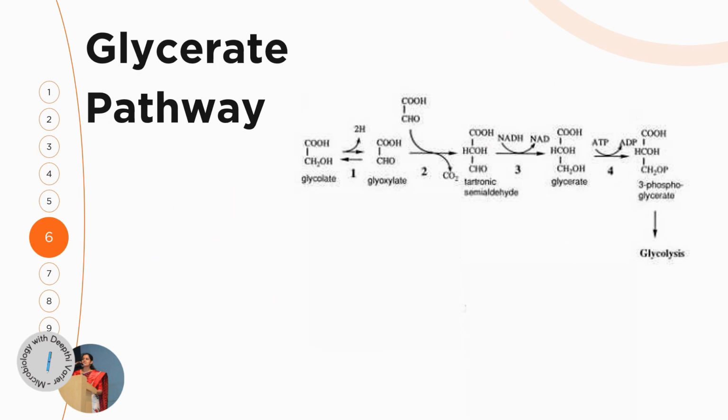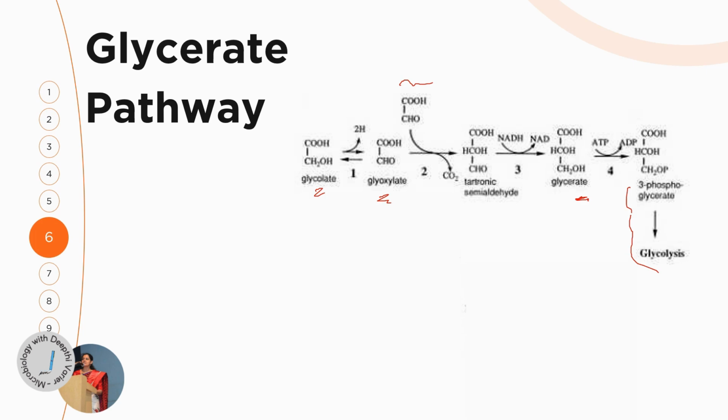The next one we have is the glycerate pathway. Now the glycerate pathway is where you have two molecules of glyoxylate. Again, we have glycolate, which gives us glyoxylate, and then glyoxylate combines with another molecule of glyoxylate to finally give us glycerate. 2-phosphoglycerate or glycerate is formed, which then either can form 3-phosphoglycerate and then undergo glycolysis, or it can also enter into gluconeogenesis.